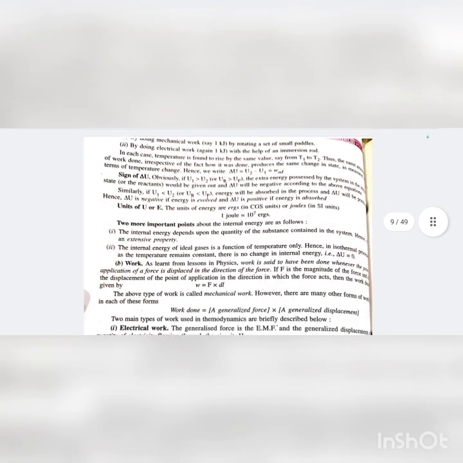Obviously, if U1 is greater than U2, meaning the energy of the reactant is greater than the product, the extra energy possessed by the system in the initial state would be given out, and delta U will be negative according to the above equation. So units of U and E: 1 joule is equal to 10 raised to the power 7 ergs.